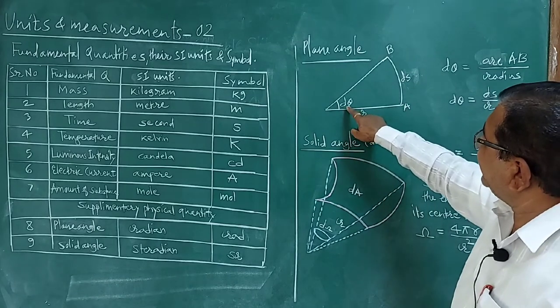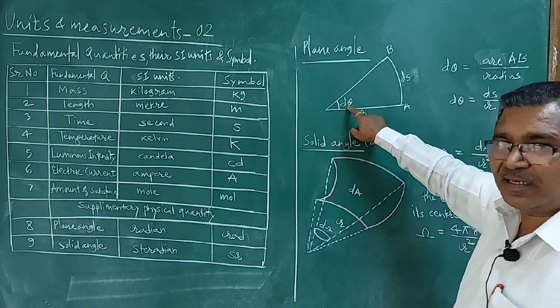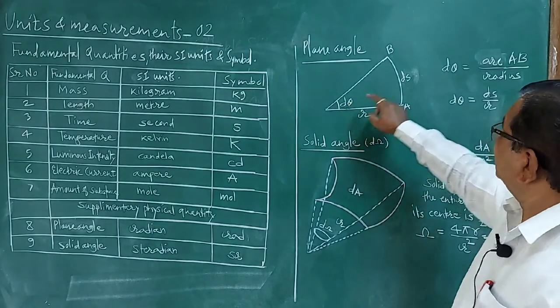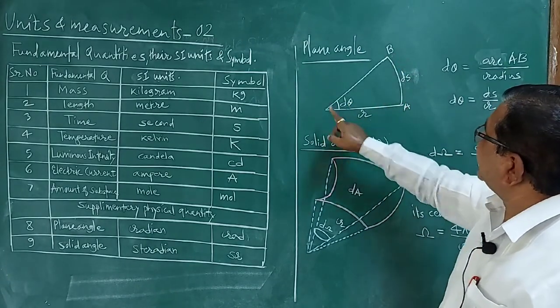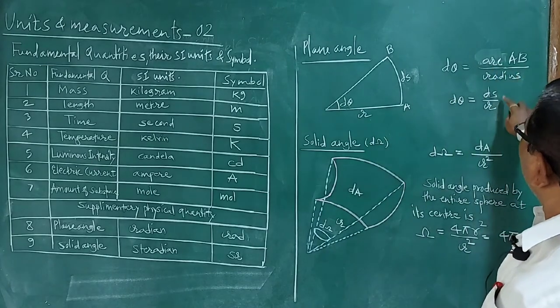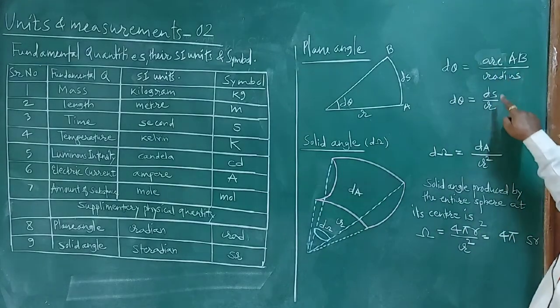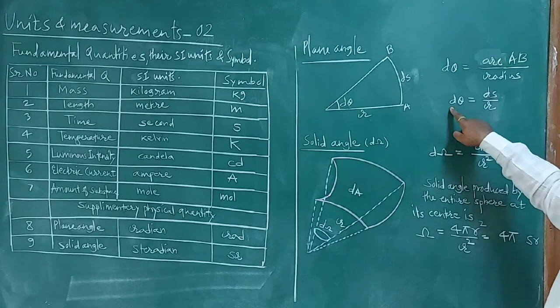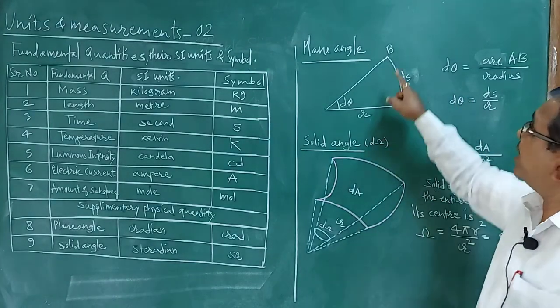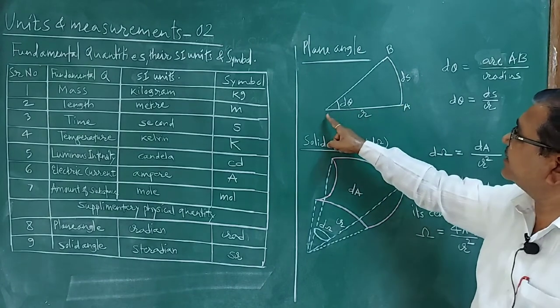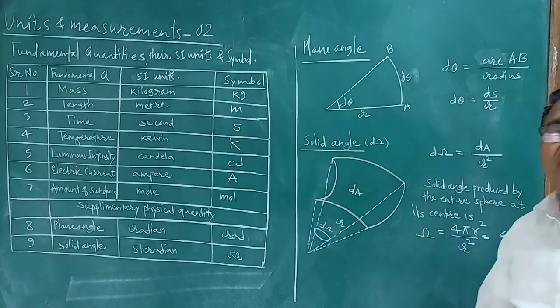Then the angle made here, that is the plane angle, d theta. So d theta is equal to what? Arc AB upon radius. Here arc AB is ds upon radius r. So this is the plane angle. Plane angle: the angle made by the arc with the radius is called the plane angle.